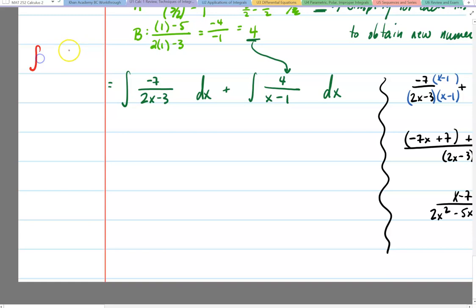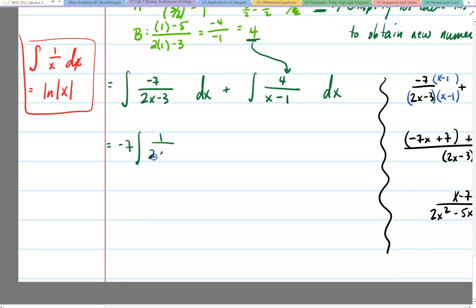So I'm just going to remind myself that the integral of 1 over x dx is equal to the natural log of the absolute value of x. We just need to make sure that x remains positive. So if I'm remembering this rule here, then integrating these two functions should be fairly straightforward. I'm going to push this -7 constant out front, and I'm going to imagine this is 1 over 2x minus 3 dx. So the antiderivative of 1 over 2x minus 3 is going to be the natural log of the absolute value of 2x minus 3.